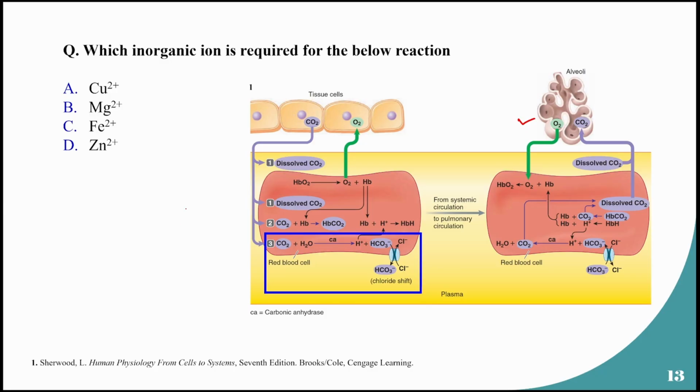In this particular case, you have another enzyme called carbonic anhydrase, or CA, which catalyzes this reaction: CO2 plus H2O to H plus proton plus HCO3 minus plus Cl. So this Cl is again taking part in the chloride shift as HCO3 minus and Cl. For this particular reaction, can anybody tell which ion should be required for that? Try to answer it in the chat and we'll see in a bit.